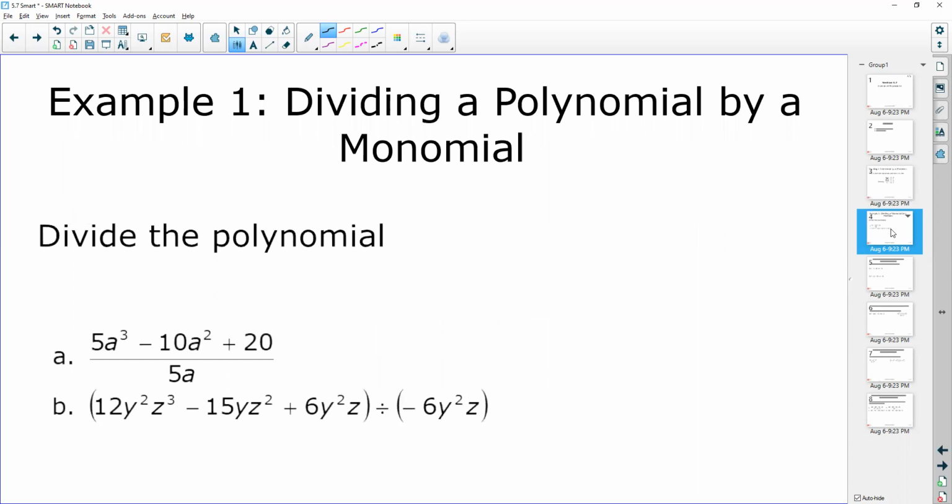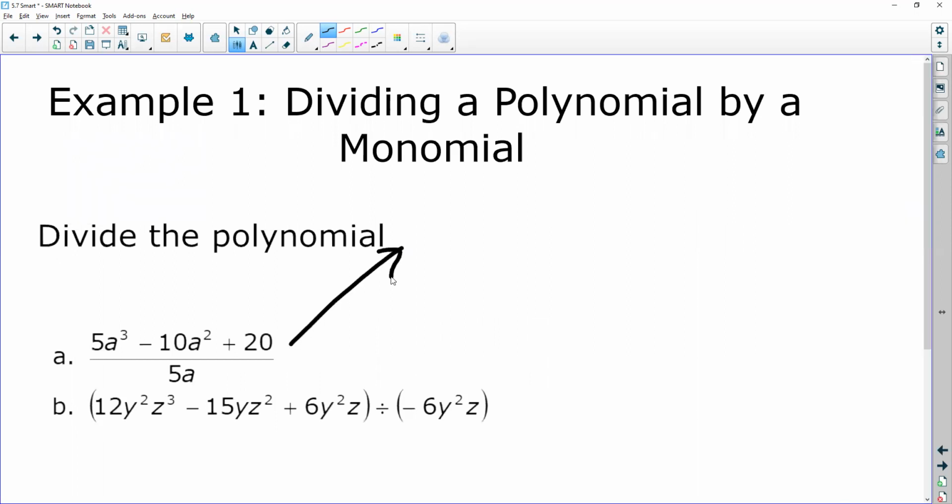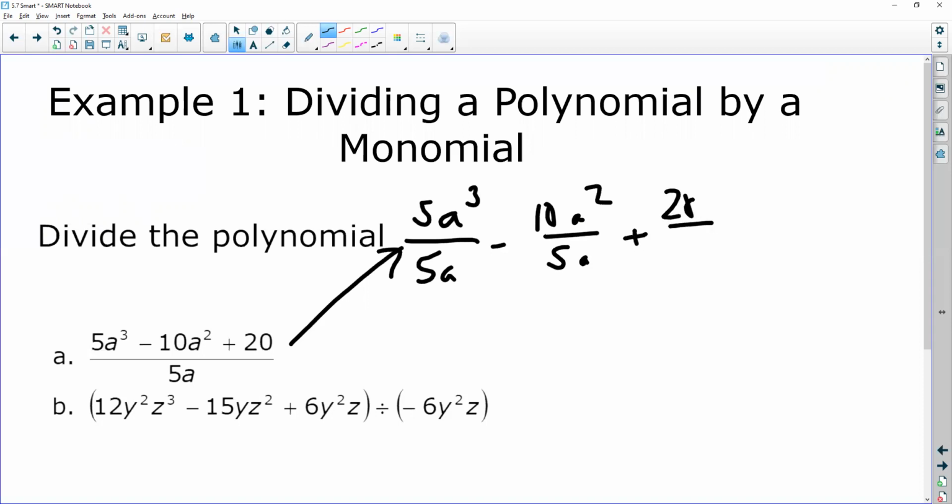So for example, this is what I have here. I have 5a cubed minus 10a squared plus 20 all divided by 5a. 5a is a monomial, so what I can do is think about this as 5a cubed over 5a minus 10a squared over 5a plus 20 over 5a. I can think about them each as individual fractions, and then I can simplify each one.